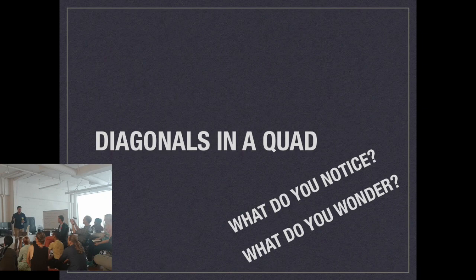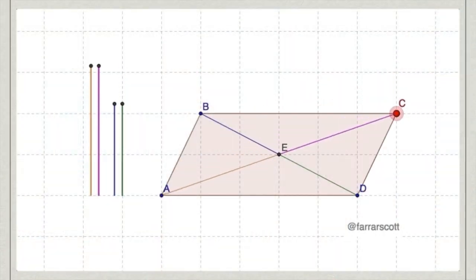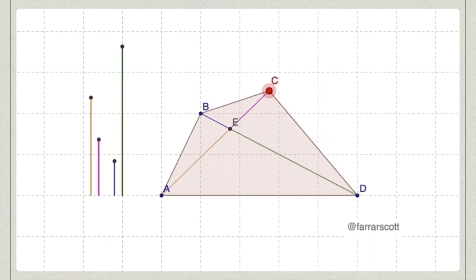We're going to look at diagonals in a quadrilateral first. And what I want you to think about is what do you notice and what do you wonder about this image? Who wants to notice something?